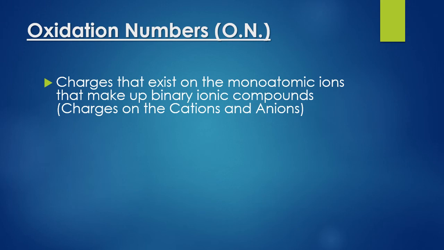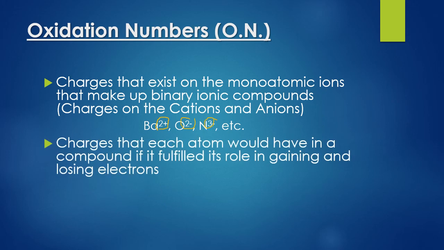So I'm going to define oxidation numbers. Now, you already know what they are, we just haven't called them oxidation numbers yet. So what oxidation numbers are, the charges that exist on the monatomic ions. So when we said that barium, since it's an alkaline earth metal, it's always going to form a +2 charge, that +2, that's its oxidation number. So it's just the charges on the ions. They're also called oxidation numbers.